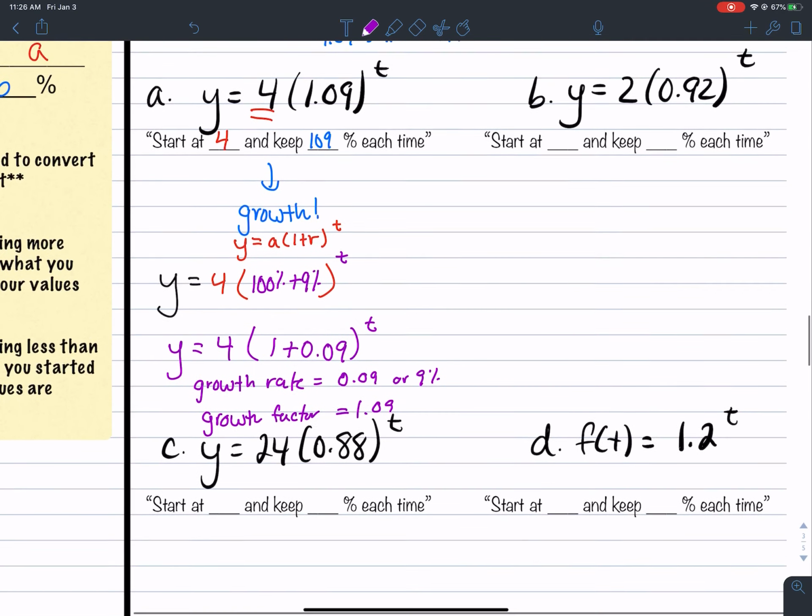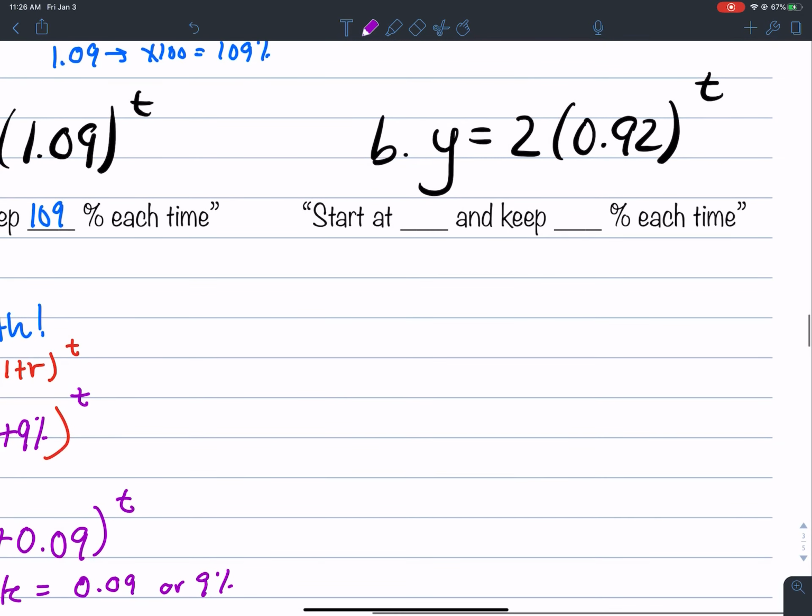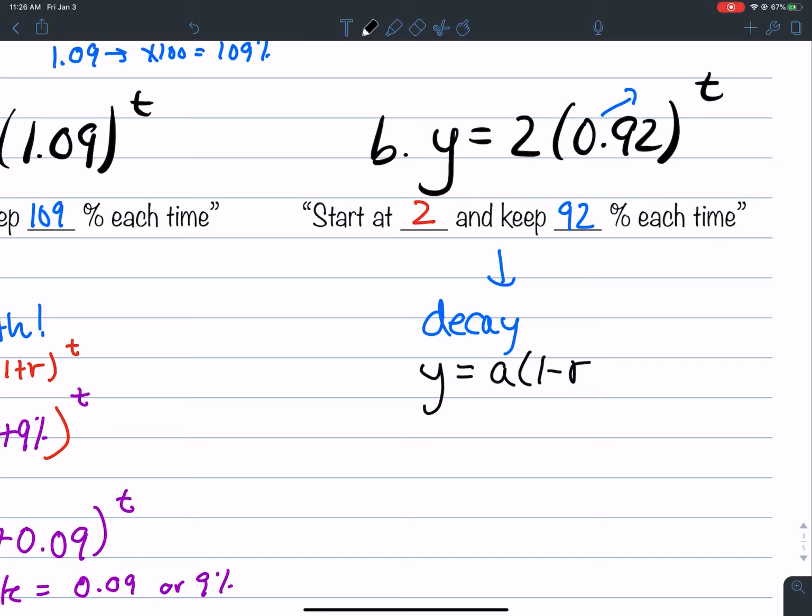Let's try that again with letter B. When I see this, I'm interpreting it as starting at 2 and keeping this as a percent. So 0.92, if I multiply that by 100, is 92%. If I started at 2 and only kept 92% of that, I must be losing stuff, or in other words, I must be decaying. So I know I'd be using this form. I know my A value is 2.